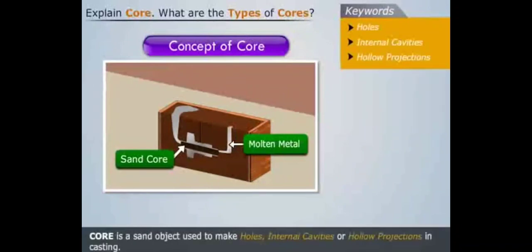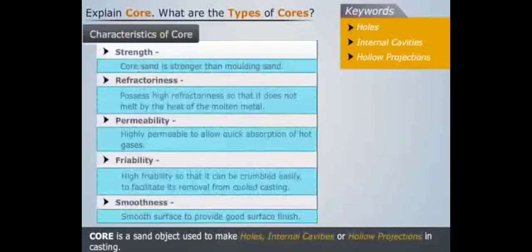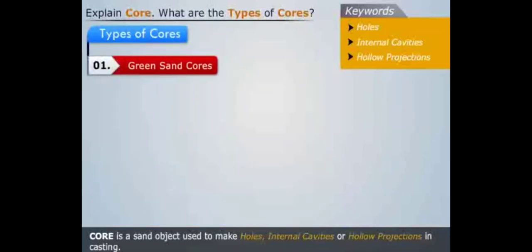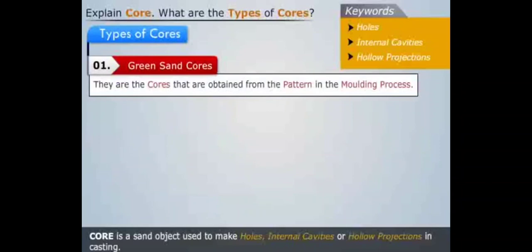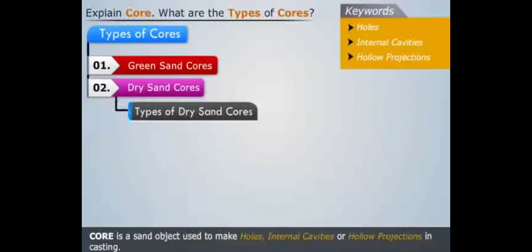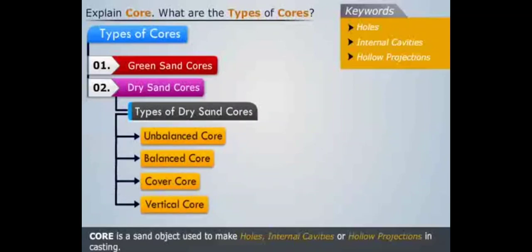Thus, a core is a sand object used to make holes, internal cavities or hollow projections in casting. The main characteristics of a core are: the different types of cores are green sand cores, which are the cores obtained from the pattern in the molding process. Dry sand cores are the cores obtained from special core sands in a separate core box, baked and then finally kept in the mold before pouring of molten metal. Some of the types of dry sand cores are unbalanced core, balanced core, cover core, vertical core and drop core.